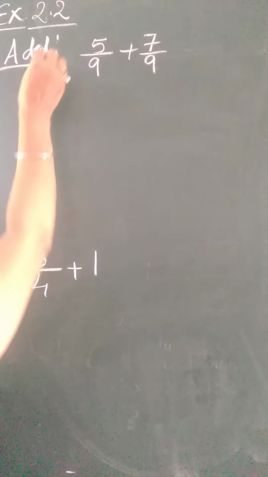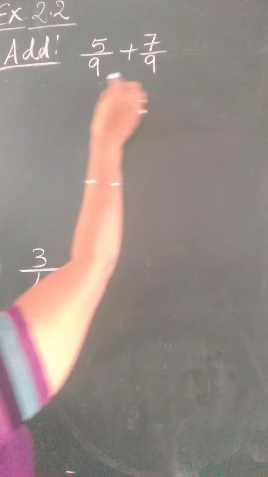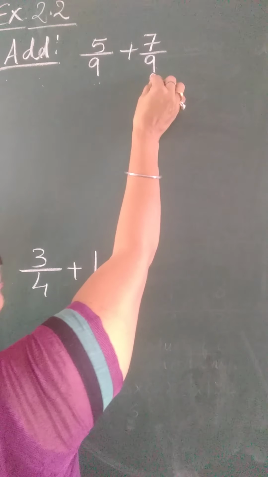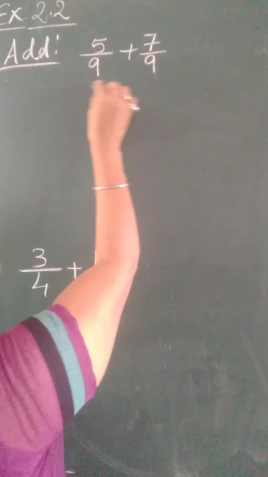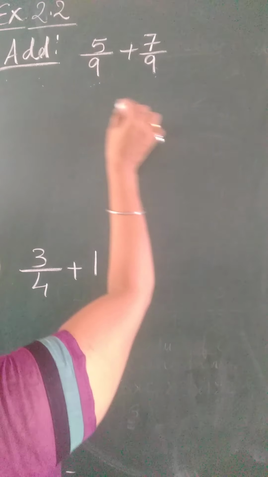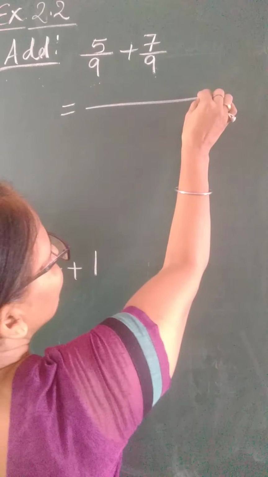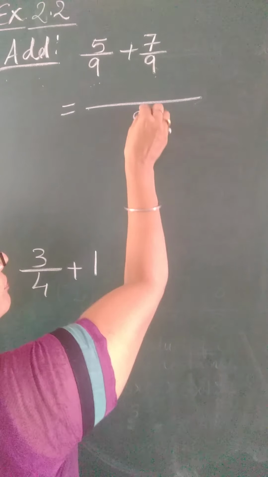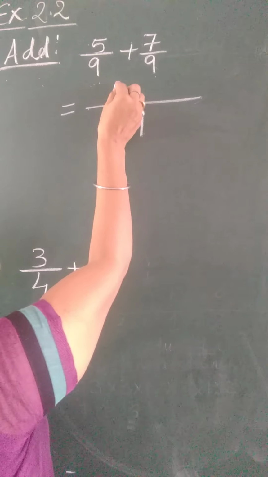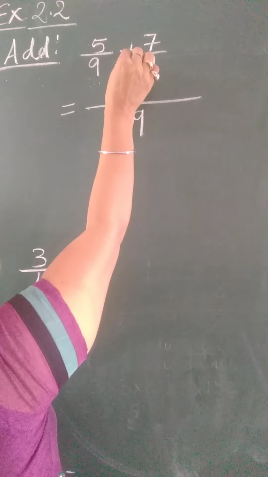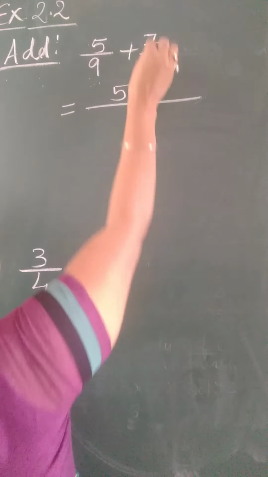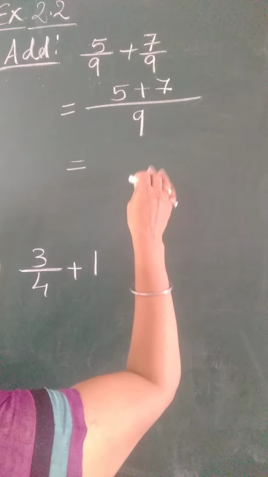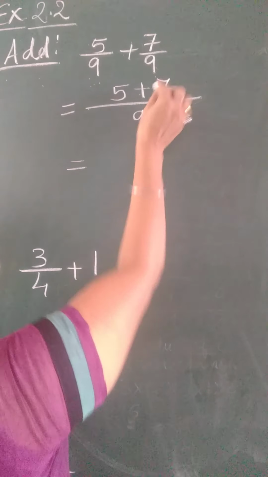Exercise 2.2, question number 1, you have to add this fraction. This fraction is very simple as you have the same denominator. So whenever the denominator is the same, no need to find the LCM. Directly, first you draw this line. Always write the denominator first. Write the numerator of each fraction as it is, and whatever sign is given, you write in this way. And now just simplify, plus or minus whatever. So 5 plus 7 is what?